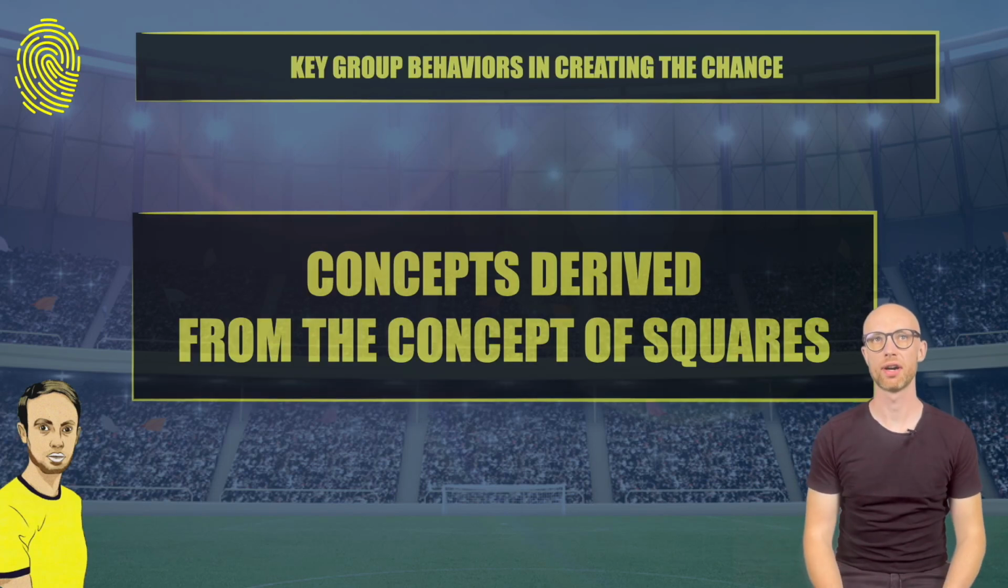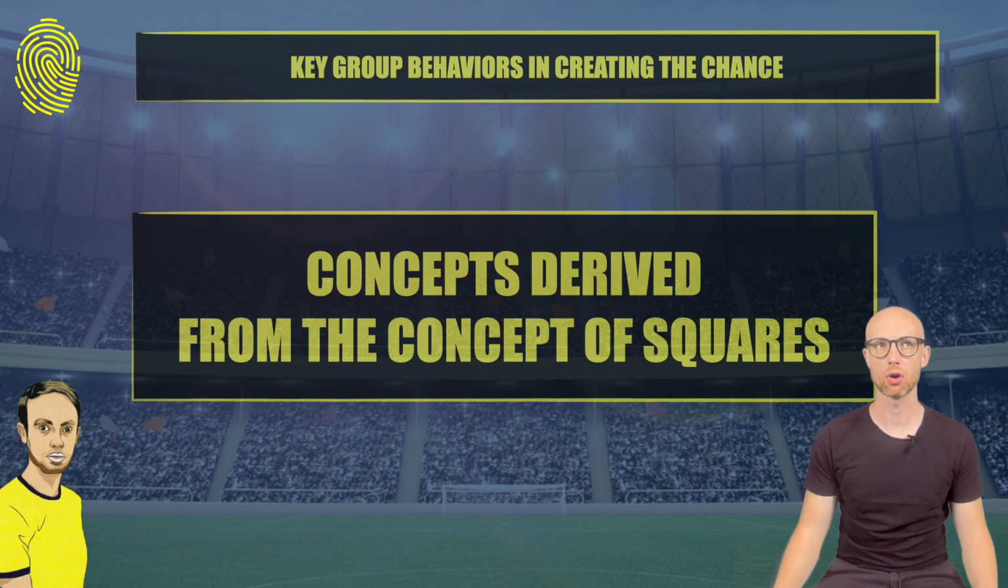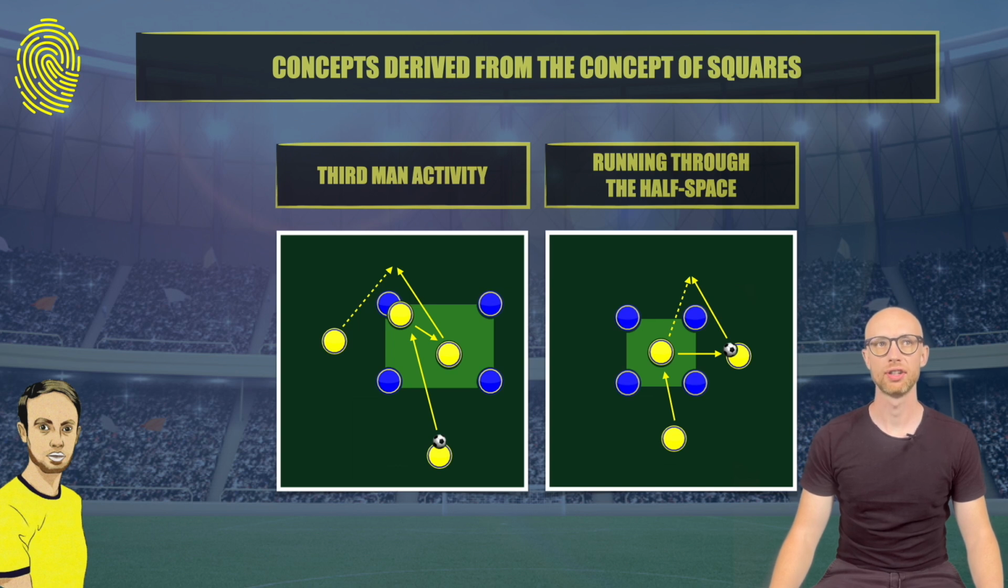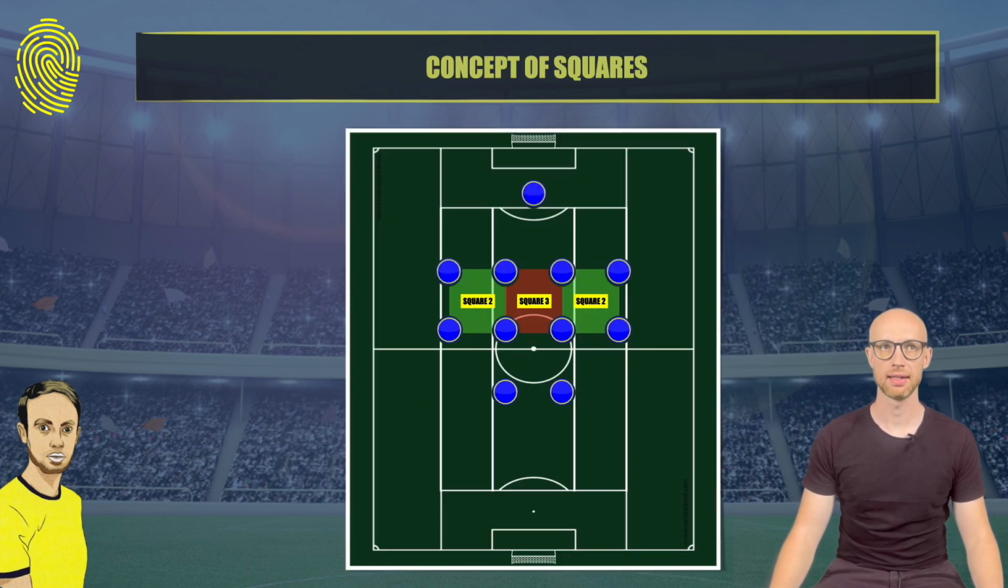The concept of squares closely correlates with attacking the space behind the opponent's last line. Therefore, I will also use it to present the ways in which my team tries to do this. First, I will talk about concepts derived from the square spaces. One of them relates to the use of the third man, while the other is associated with a player running through the half space. Of course, since we are talking about attacking the space behind the opponent's last line, the described concepts will relate to actions starting in squares number 2 and 3.